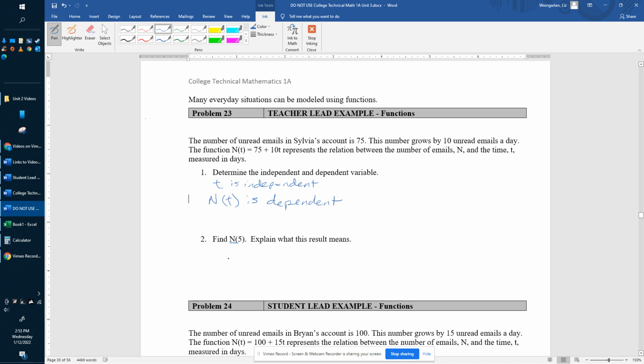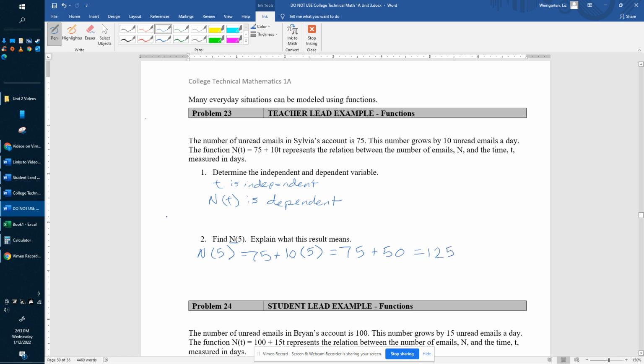Find n of 5. Explain what this result means. All right, n of 5. This is exactly what we just did. We're just plugging in 5 for t. 75 plus 10 times 5 equals 75 plus 50 equals 125 emails.